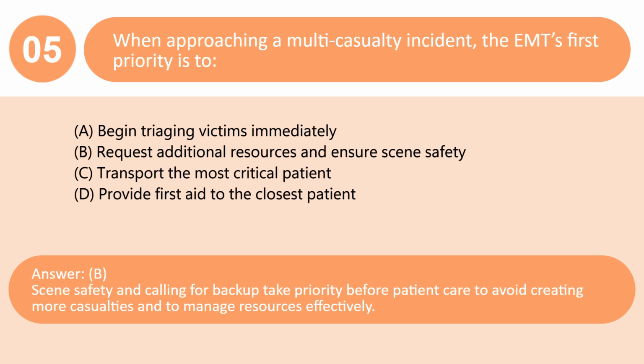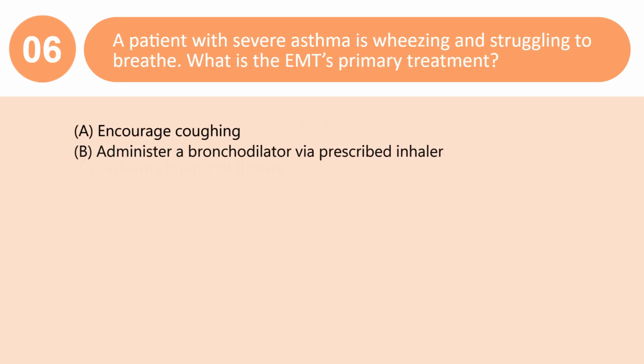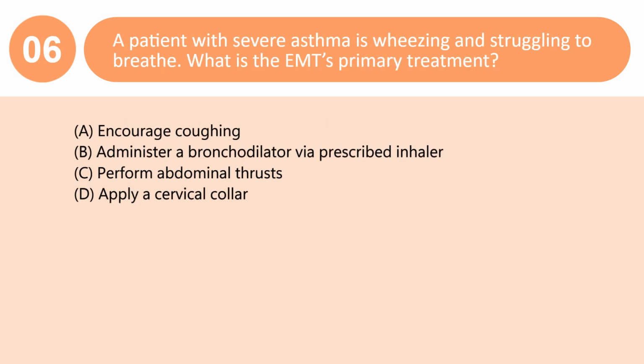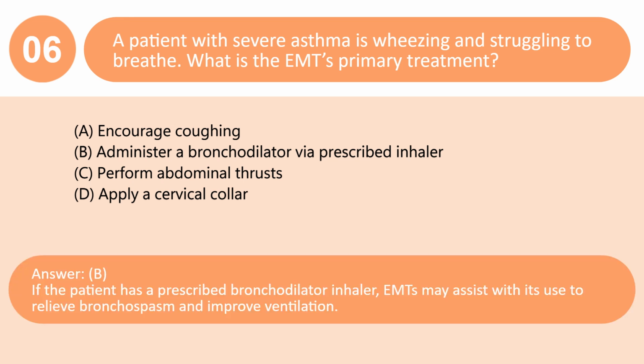manage resources effectively. A patient with severe asthma is wheezing and struggling to breathe. What is the EMT's primary treatment? A. Encourage coughing. B. Administer a bronchodilator via prescribed inhaler. C. Perform abdominal thrusts. D. Apply a cervical collar. Answer: B. If the patient has a prescribed bronchodilator inhaler, EMTs may assist with its use to relieve bronchospasm and improve ventilation.